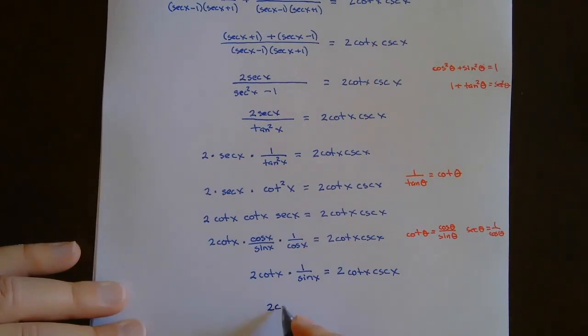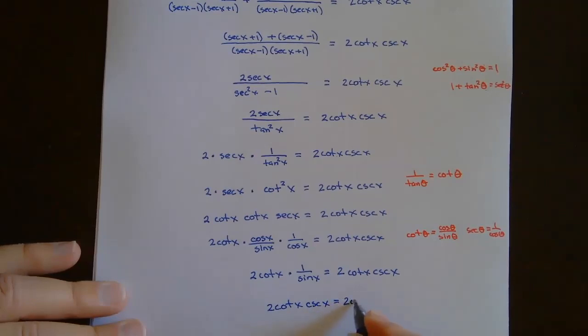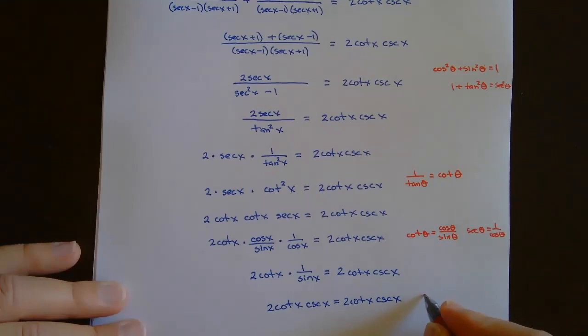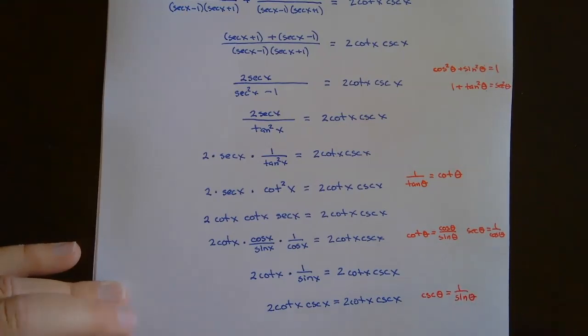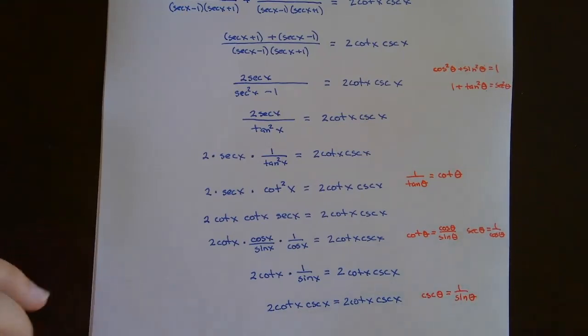So now we've established that 2 cotangent x cosecant x is equal to 2 cotangent x cosecant x. And the trig identity I use to go from here to here is that cosecant theta is equal to 1 over sine of angle theta. And that's always true.